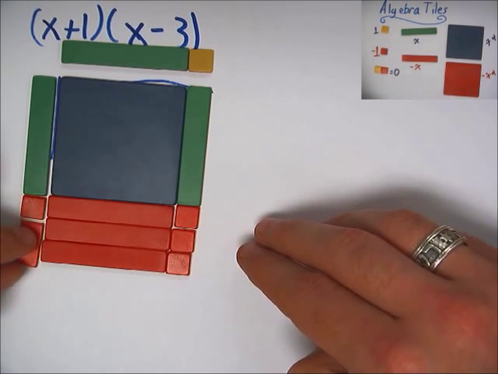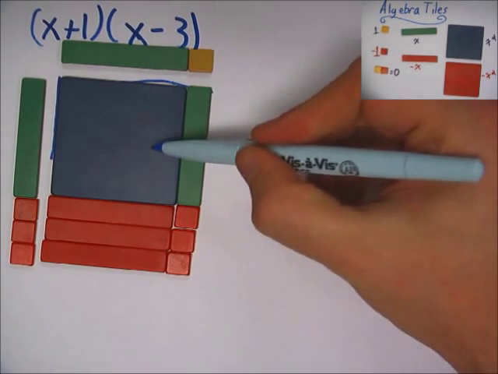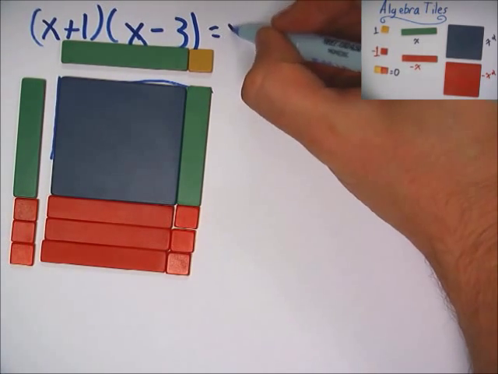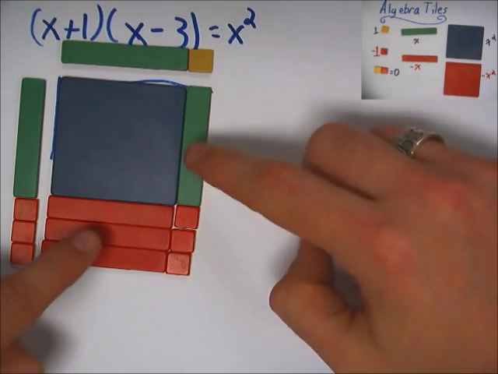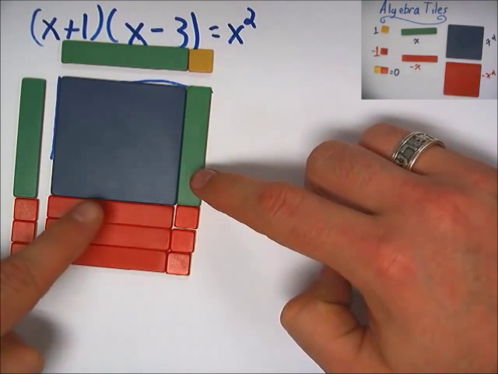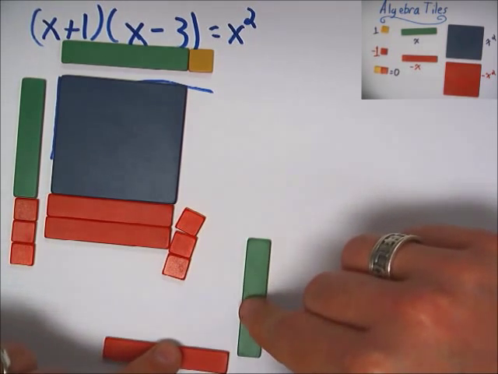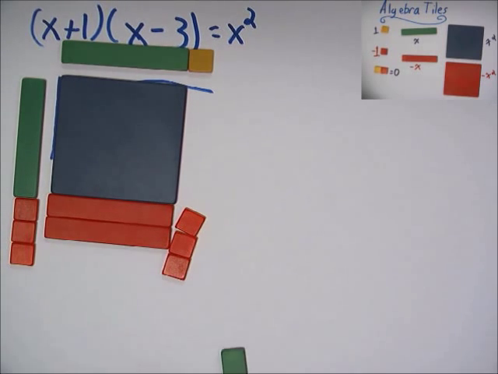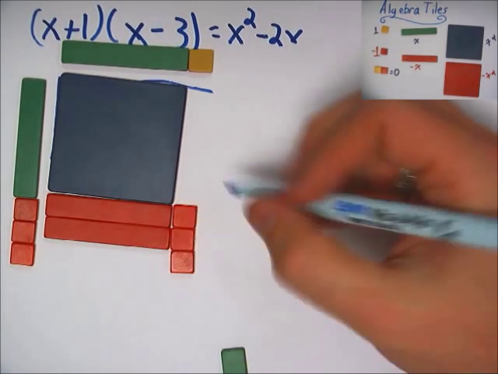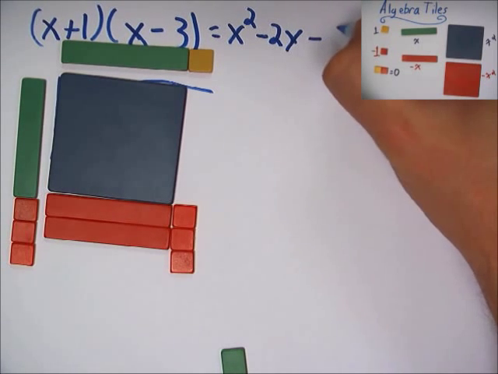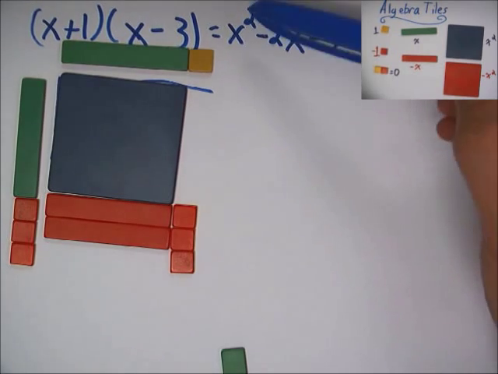Again, I can pull back my original problem and see that my answer is going to be 1x squared. And then let's go ahead and think about these guys. Our x's, well, I've got a negative 3 and a 2. These guys right here are a 0 pair, so they are going to go away. Leaves me with minus 2x. And then these here, 1, 2, 3, negative 3, or minus 3. So that's how I'm going to multiply using my algebra tiles.